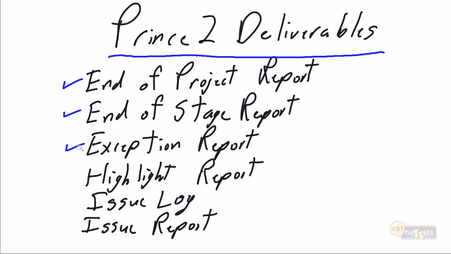The report we all hope we never have to produce is the exception report, outlining why we had exceptions, why we had a measurement for our project that went out of tolerance, and what actions we're going to take to resolve the exception.